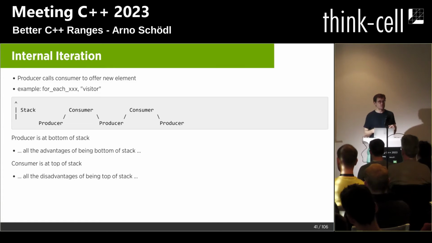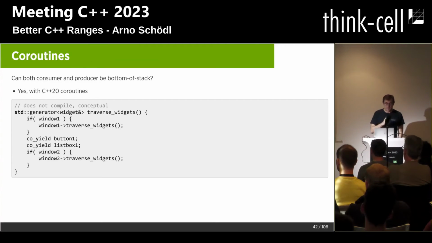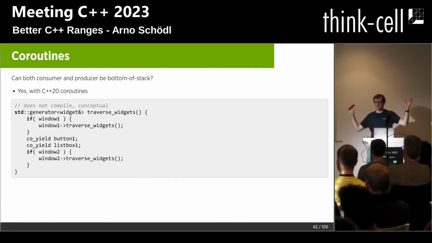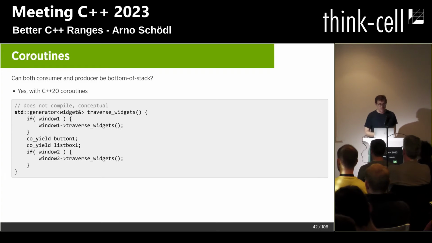So the producer, we could give the luxury of being at the bottom of the stack, and maybe you can do something with it. Let's see. First of all, can both the consumer and the producer be at the bottom of the stack? That'd be, oh, everything is fine, right? We both have the luxury of being at the bottom of the stack. Yes, you can with C++ coroutines.